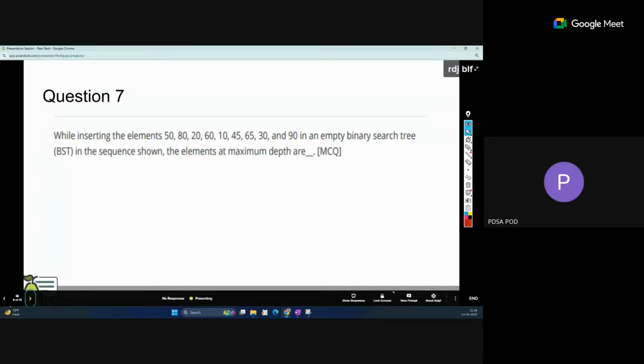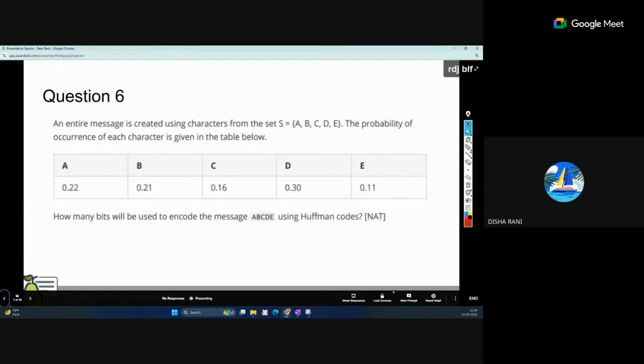Sir, could you please repeat the last step again for the previous question? Oh, that is deleted now. So the last step is just the code allocation.